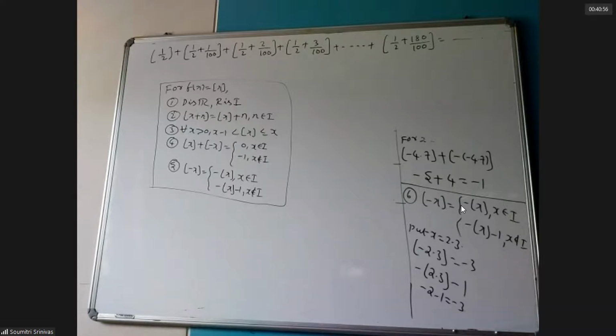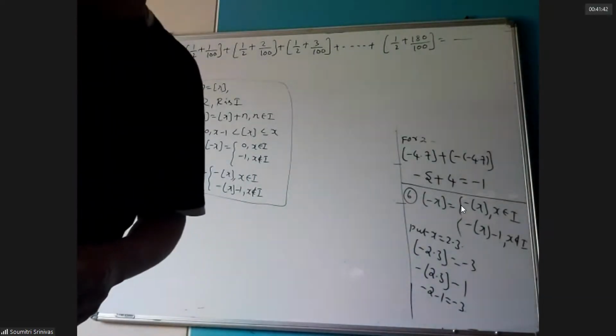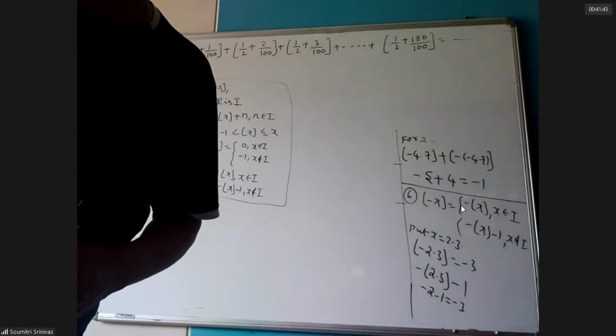151, zero, sir. 80, sir. 180 is too much. 150 is closer to the answer than 180. 160, sir. 160, very close to the answer. 151, very close to the answer.